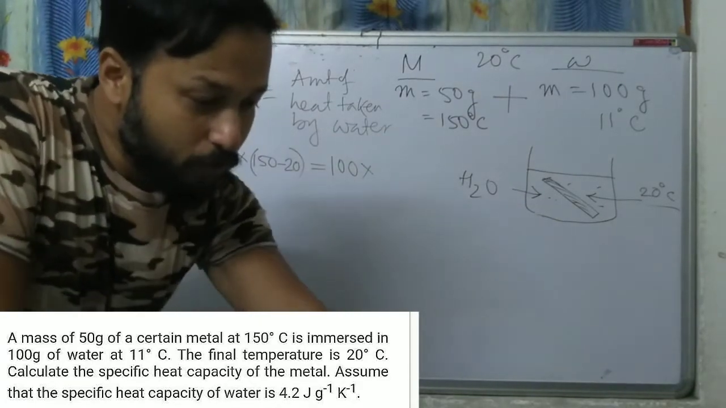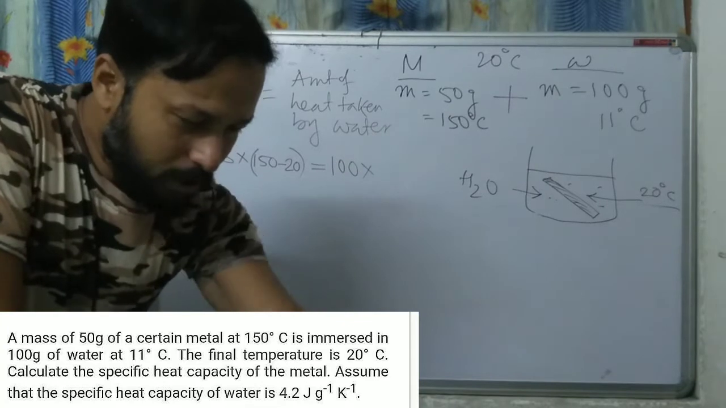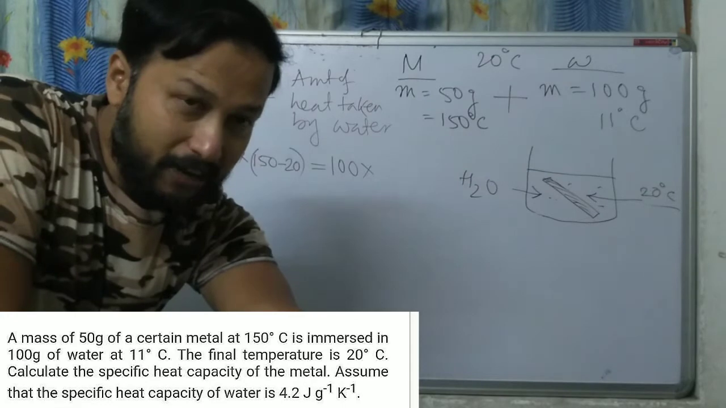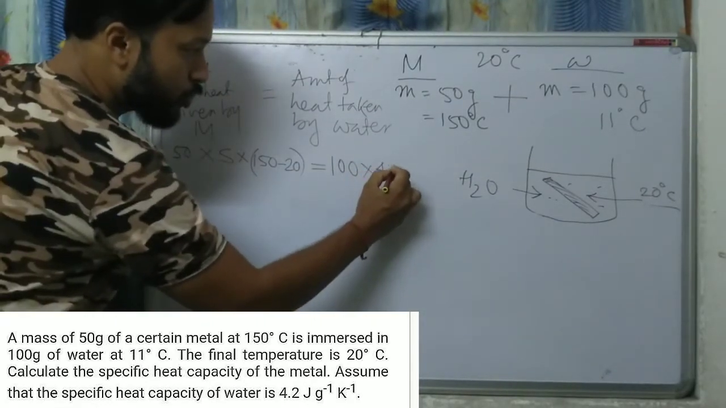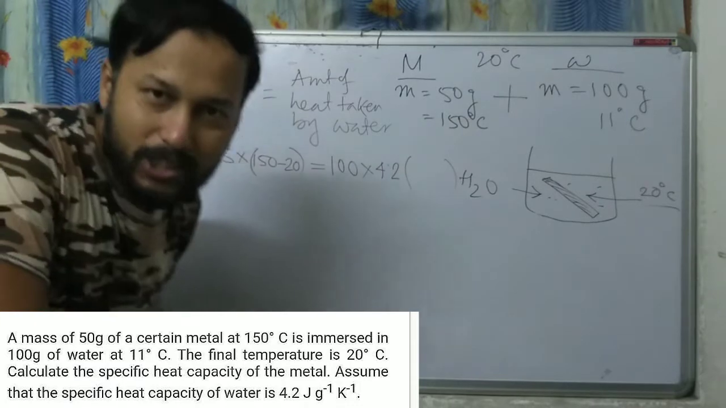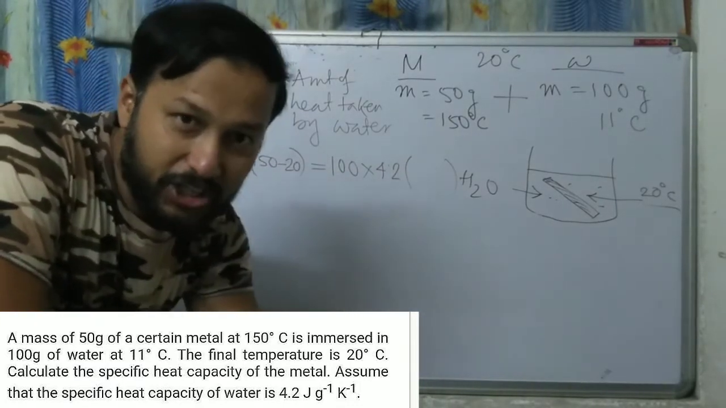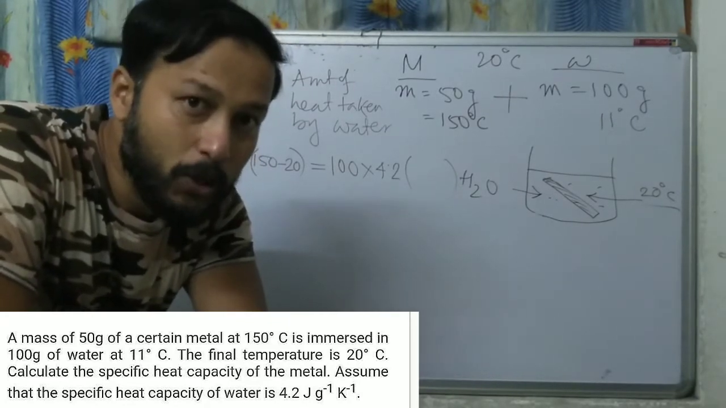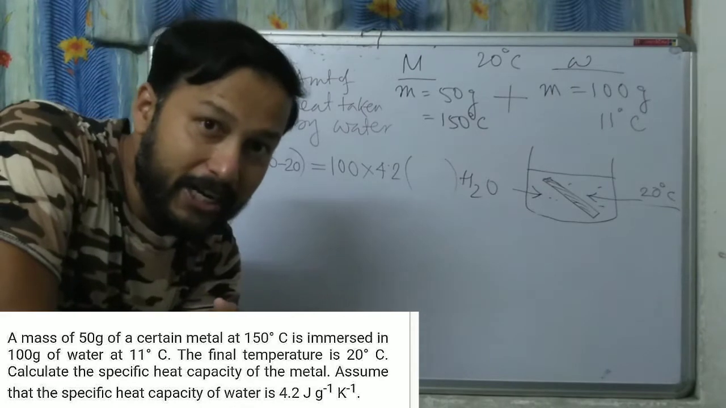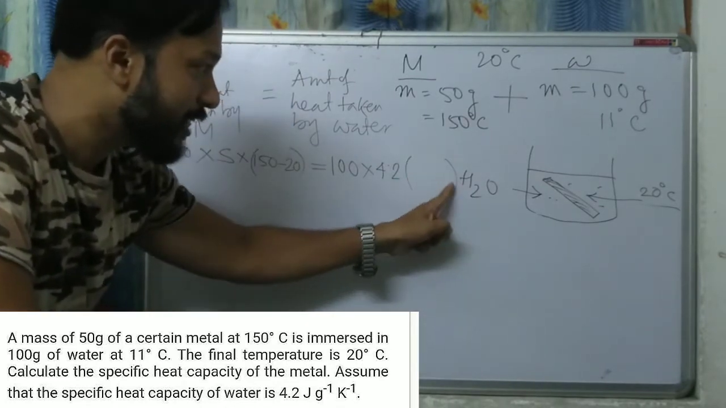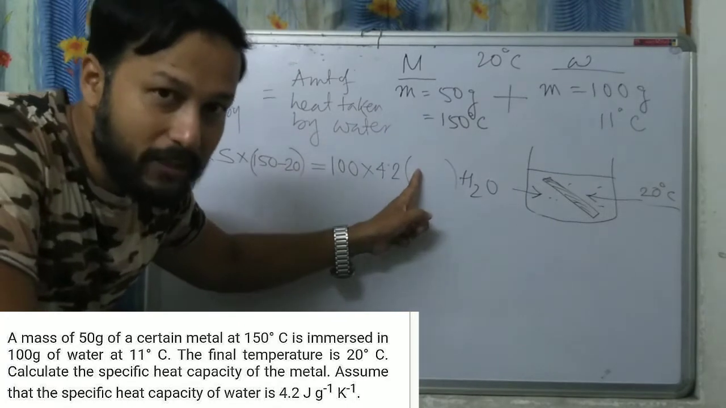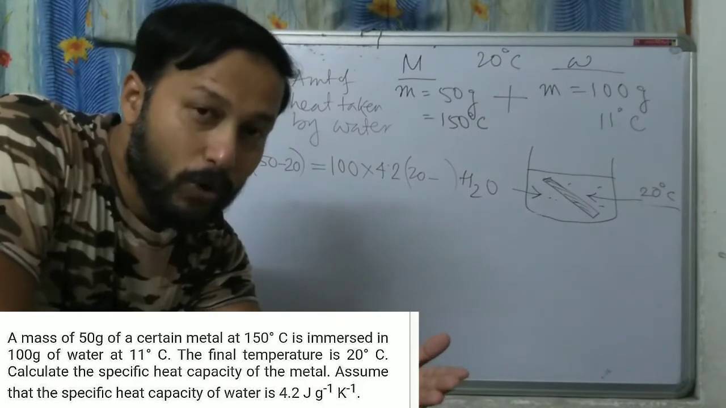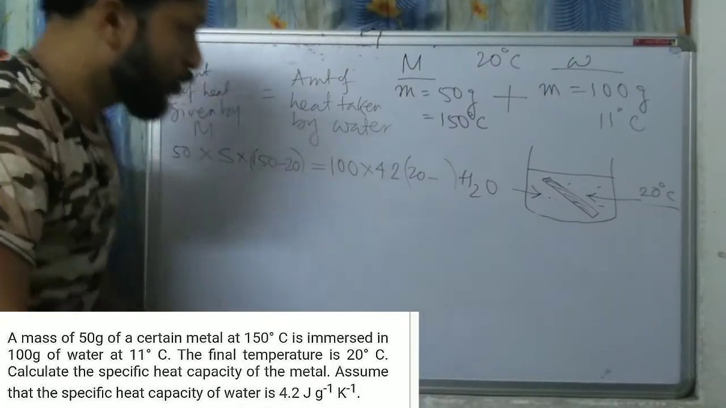S, specific heat capacity of water. What is the specific heat capacity of water? That is given in the question. 4.2 joule per gram per Kelvin. So that is 4.2. Now T2 minus T1. Who is taking heat? Water is taking heat. In that case, the final temperature will be written at first, and then temperature of water. What is the final temperature? 20 minus temperature of water. What is the temperature of water? 11. So we'll write 11.